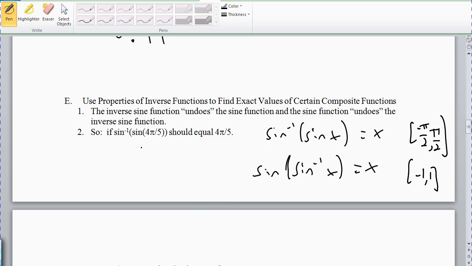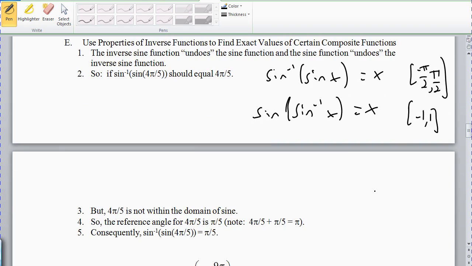So in this example, we're actually looking at sine inverse of sine 4 pi over 5. Now 4 pi over 5 is not a special angle, but I'm going to show you how you can find it. And if you think about a unit circle, over here we have pi. Now pi is the same as 5 pi over 5. And we want 4 pi over 5, which is just 1 less than that.